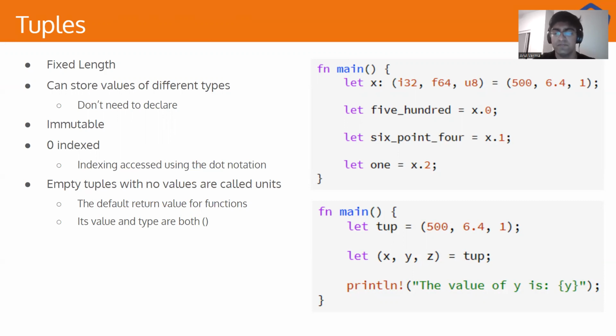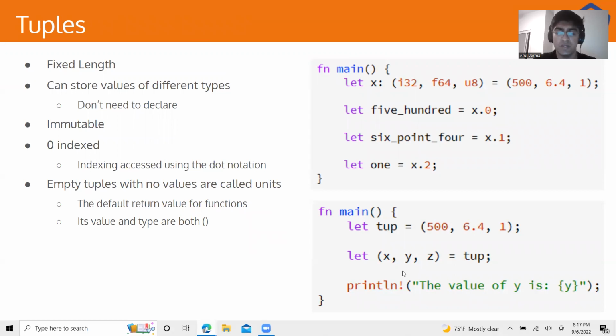you just get parentheses. One thing I forgot to mention is that other than dot notation, you can also access elements in your tuple using the format seen in the bottom right, where you say let (x, y, z) equals the tuple. And you can access individual elements by using x, y, z as those elements. So x would be assigned to 500, y to 6.4, and z to 1. But they would, of course, also be immutable. And they're just ways to access that data as opposed to the indexing from the dot notation.